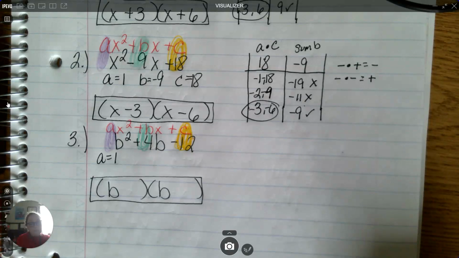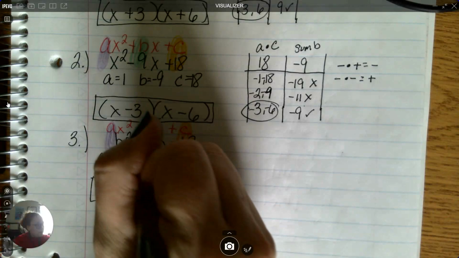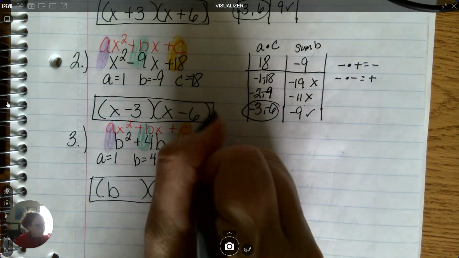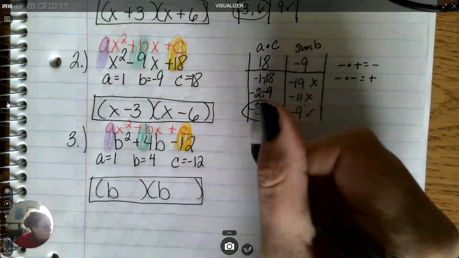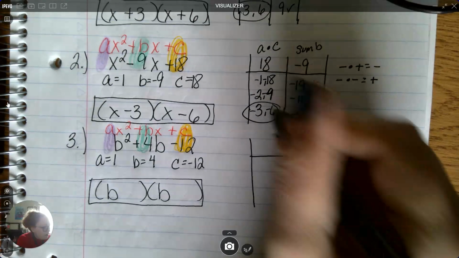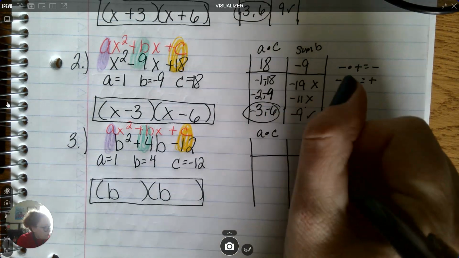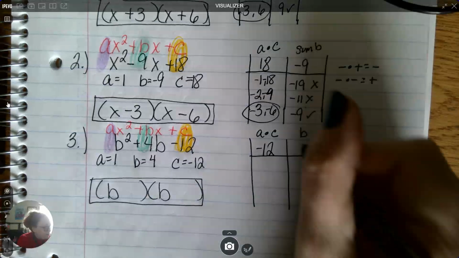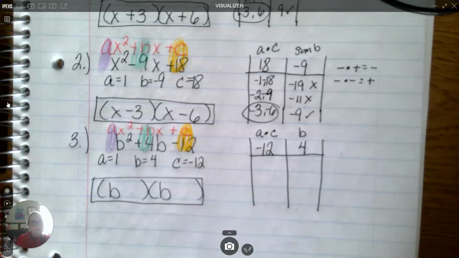It's important for us to notice that because it does change when A isn't 1. There's some different steps we have to do. B is a positive 4, keeping the signs in front, and C is a negative 12. Come over here to my table. My table just helps me organize all my thoughts. A times C and a sum of B. So A times C is negative 12 and a sum of a positive 4.